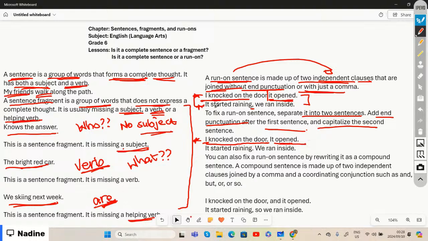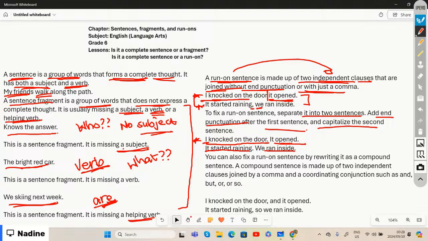The same with the next one. We are going to separate that too. The comma is now going to turn into a period, and the w for we is going to start with a capital letter: it started raining. We ran inside. That is how we can fix a run-on sentence, by separating it into two sentences and adding the end punctuation to show that the two clauses are on their own.